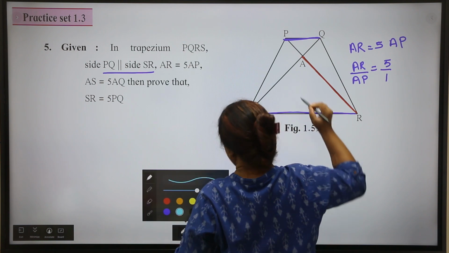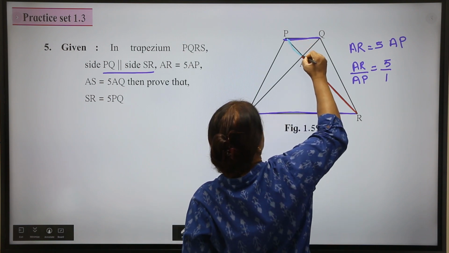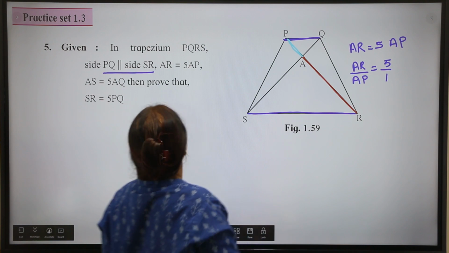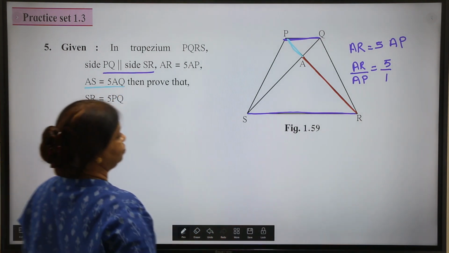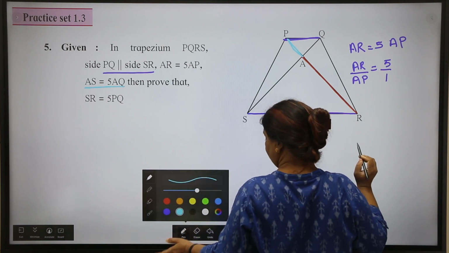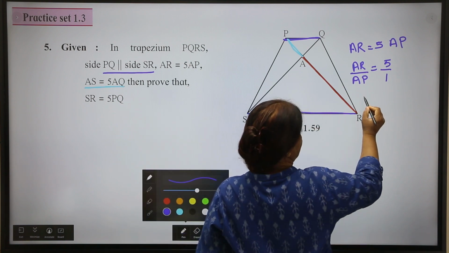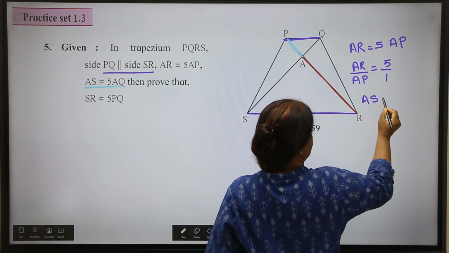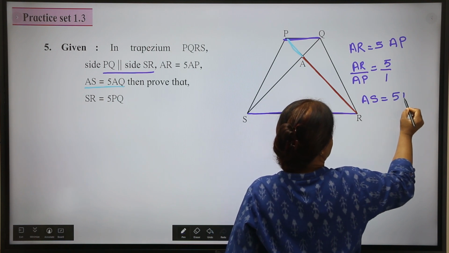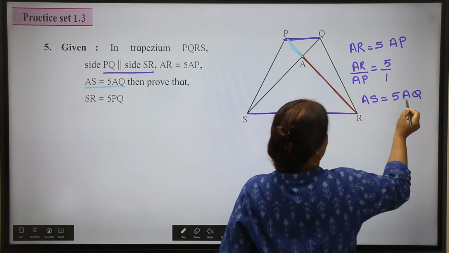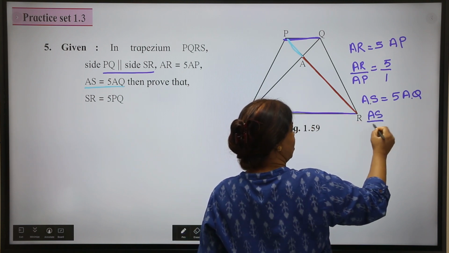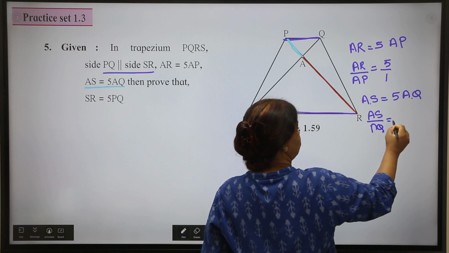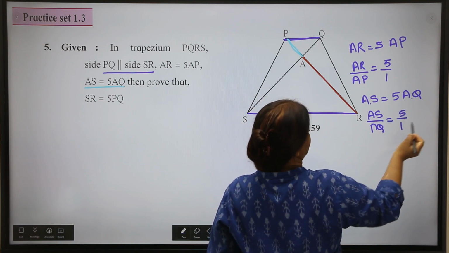And this is AP. Okay. Right. Next, what is given? AS is equal to 5 times AQ. So I am going to shift down. I will be getting AS upon AQ, which is equal to 5 upon 1.